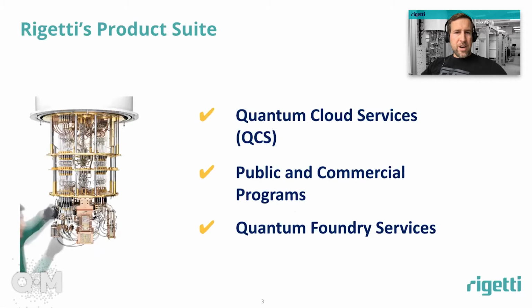Rigetti has a growing product suite. Our core is the Quantum Cloud Services, QCS, offering access to our QPUs through the cloud, easy on, easy off. We also support a number of public and commercial programs, partners to our public sector partners and the industry as well. Also, Quantum Foundry Services is something that probably some of you don't know about. It's not well advertised yet, but we offer the ability to make coherent chips and some devices to spec for customers. And today it's a lot of university labs and government labs as well. So I'll walk through each of these today and tell you a little bit more about them.